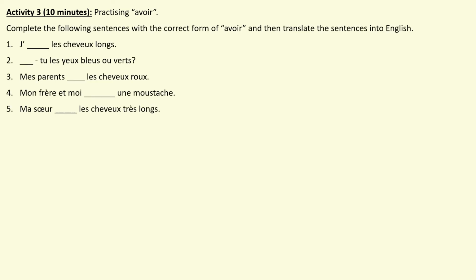As promised, we are now going to practice avoir together. And what I want you to do is complete the following sentences with the correct form of avoir and then translate the sentences into English. So write down numbers 1 to 5 in your exercise book, write down the French, then the English next to it. And when you are done, press play again so we can go through the correction.